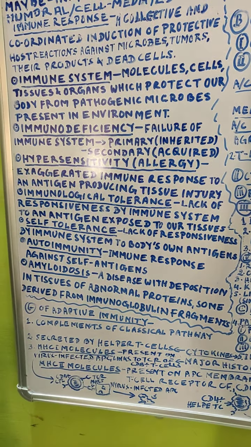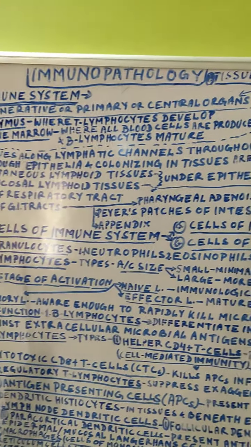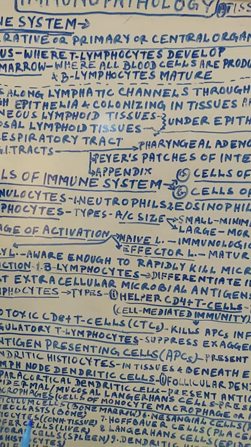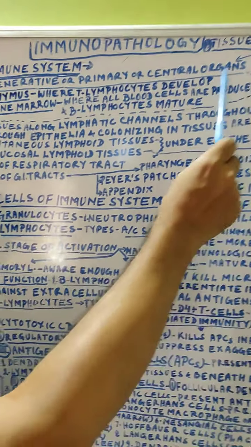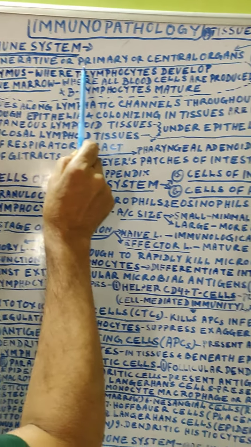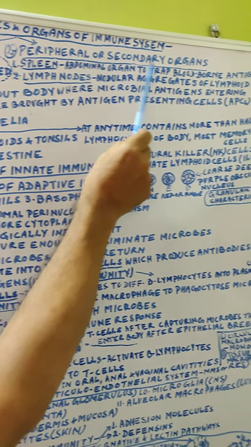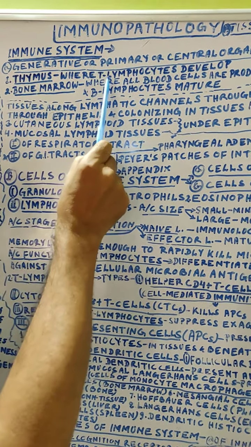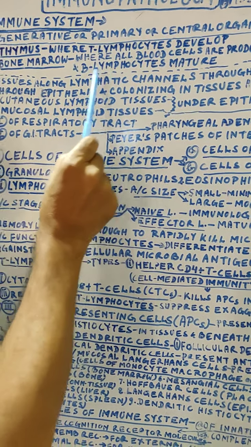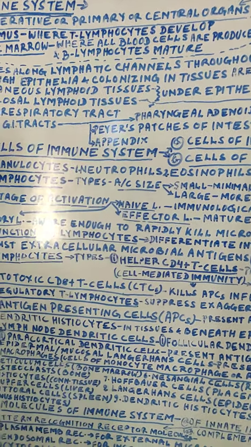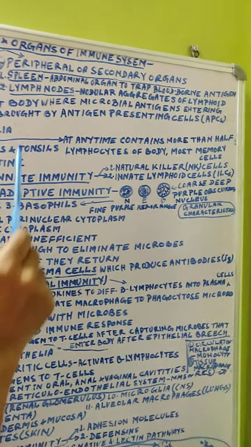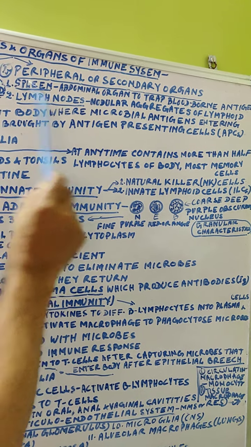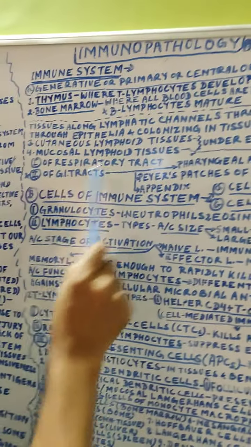Now, I will discuss in detail about the immune system. The immune system is constituted by tissues, cells, and molecules that you have already seen. So what are the tissues or organs of the immune system? These may be classified into two types. One is generative or primary or central. Others are the peripheral or secondary organs. The central organs, primary organs, are the thymus, where the T lymphocytes develop, and bone marrow, where the blood cells are produced and B lymphocytes mature. While the peripheral organs are spleen, lymph nodes, and the lymphoid tissues.